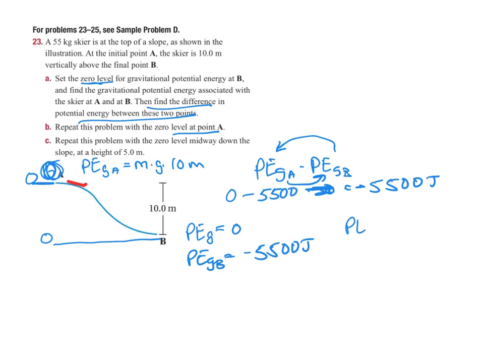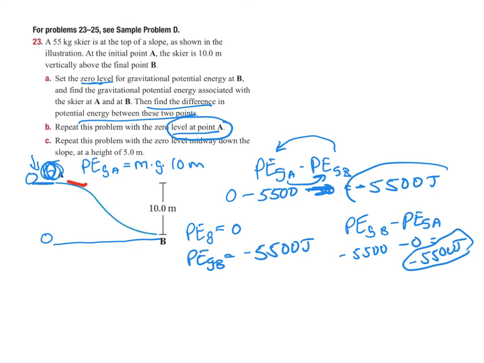Now if we do the same thing in part B, we're going to get the same answer, because PEGB minus PEGA is going to give us negative 5,500 minus 0, still negative 5,500 joules. Okay, between A and B. It's just trying to get you to see that you can have a negative gravitational potential energy if you set your 0 point at the higher level, and then you've got an object that's lower than the 0 point, like in part B. But your difference between those 2 points isn't going to change. The delta PEG is not affected by where you set the 0 point for gravitational potential energy.